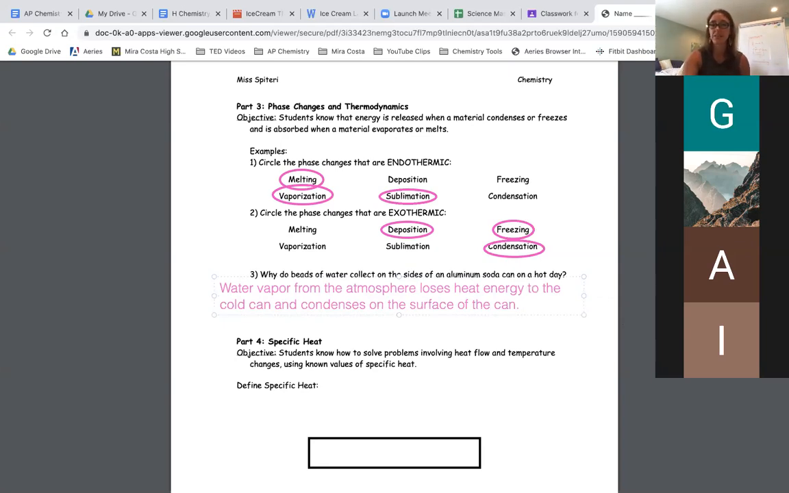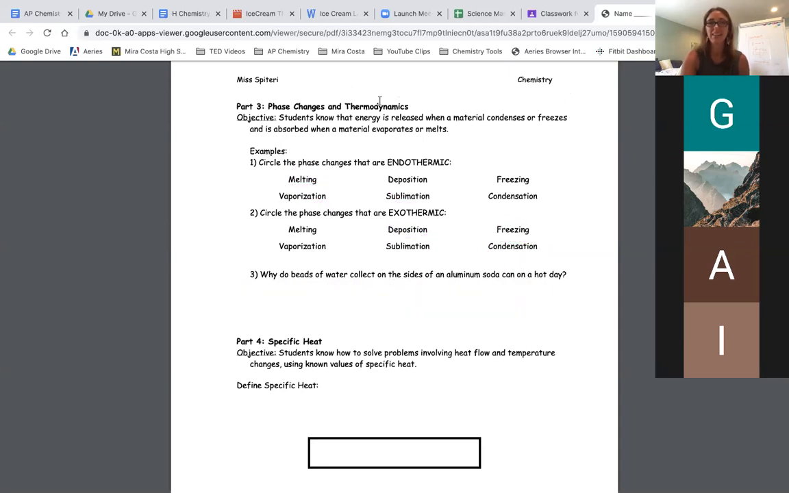So that's kind of a neat way you can also bring science in next time you're out celebrating on a hot day. Okay, so that's it. That's part 3, phase changes and a little bit of thermodynamics of endothermic and exothermic. We're going to talk about endothermic and exothermic more on Friday. All right, last bit here.